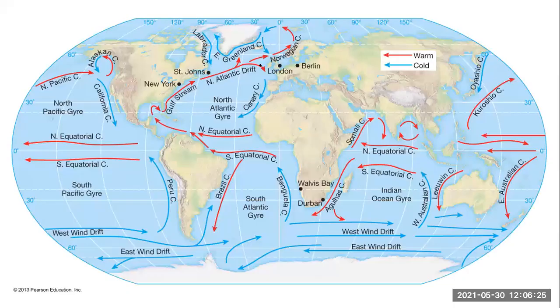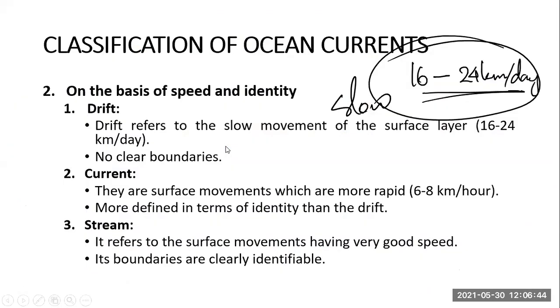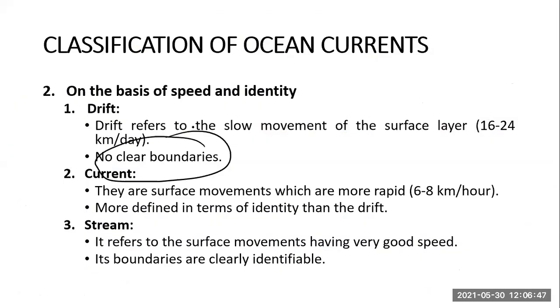For example, if you look at the picture, you can see one current system called the North Atlantic drift. The North Atlantic drift is a warm current, but it is also a relatively slow ocean current. That's the reason why it is called a drift. And when it comes to identity, it does not have clear boundaries. The boundary between the ocean current and the surrounding water is not that clear. That's why the identity is not that clear in the case of a drift. So the slowest one, with unclear boundaries, is what we call a drift.